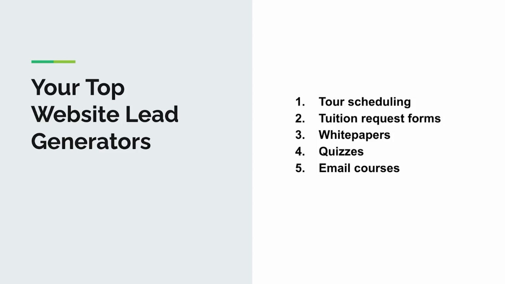So let's talk a little bit more about the details of what a top of the funnel lead generator is, what it looks like, and give you some examples as well. First of all, let's talk about your overall top website lead generators on your Montessori school website. Your first one is probably going to be tour scheduling. This is also most likely your main call to action on your website, meaning it's front and center on the homepage, and it's the big step that parents would take in order to advance in the enrollment process. Now, this is quite a big commitment for parents, especially if they're very early on in the decision-making process.